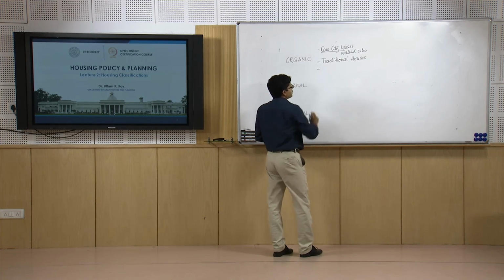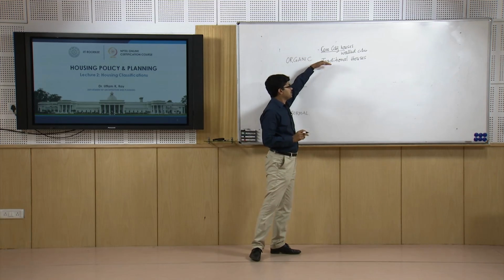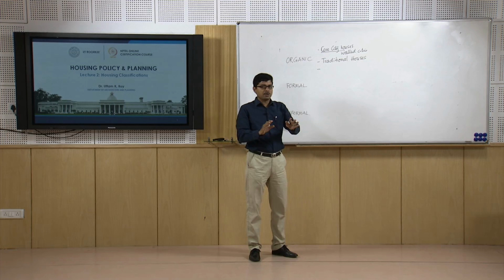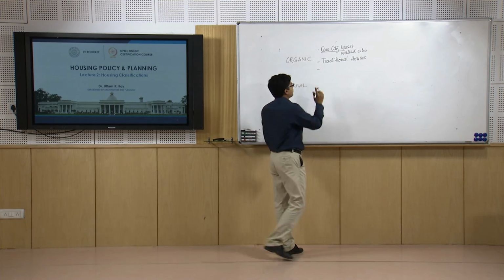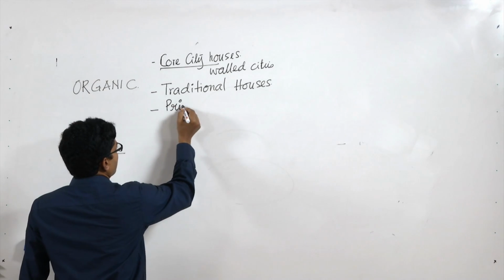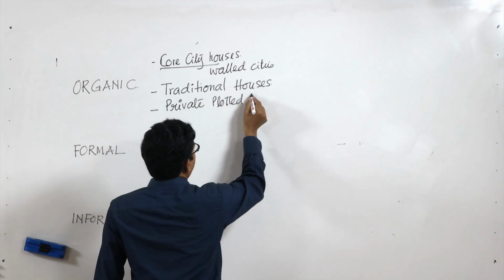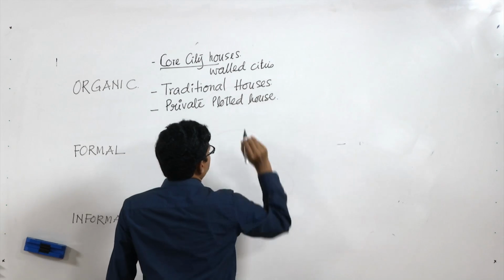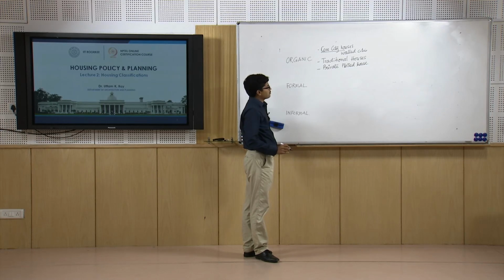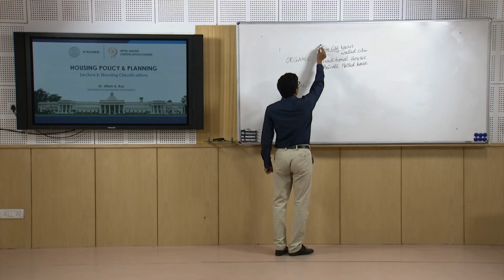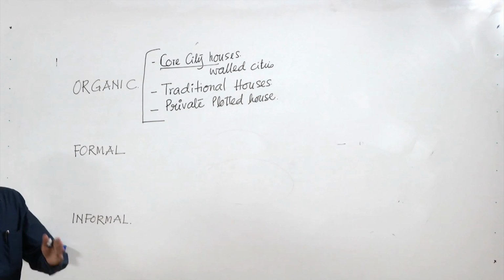Third category, what we see after the traditional houses is that there are houses other than the core city and traditional houses which are built by the people basically in the outskirts or in the suburb area, basically plotted houses, but private plotted houses. So these are typically the options which we have in the organic category: the core city house, the traditional houses and privately built plotted house.